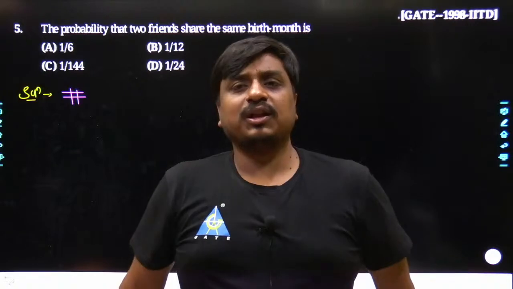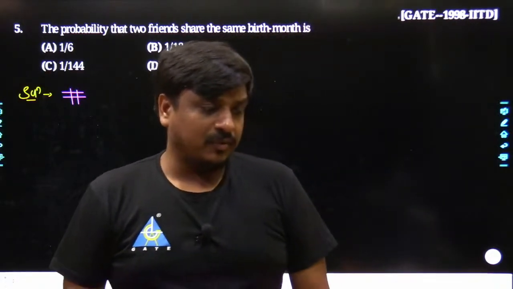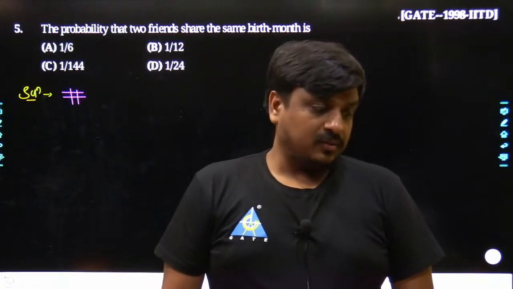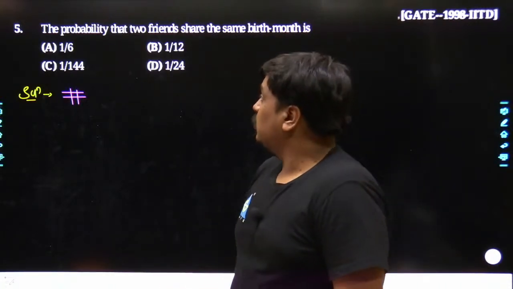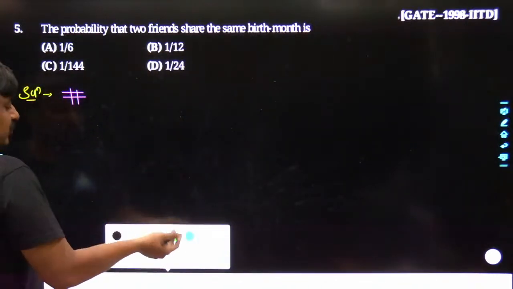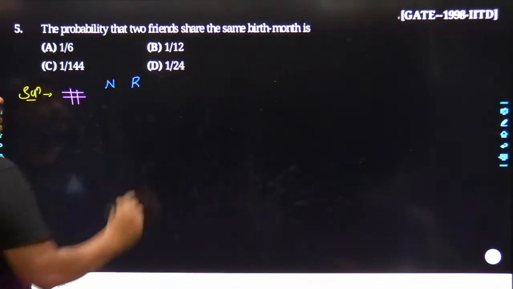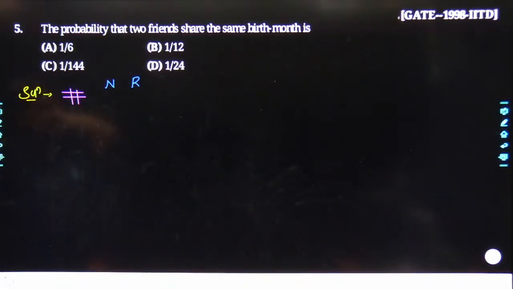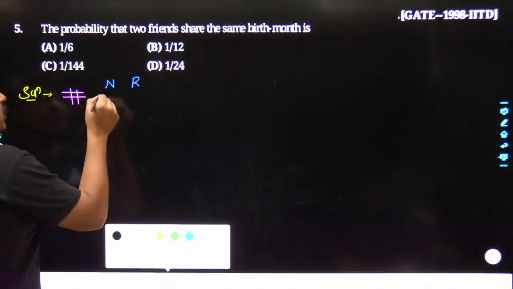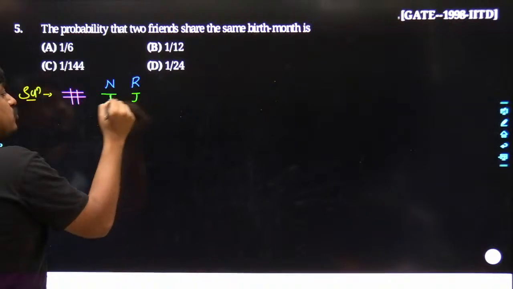Once you add them together, it would become 12 divided by 12 to the power of 2. At the end of the day, the result is going to be 1 divided by 12. Could you understand what I am saying? At the very beginning, we took two friends, let's say Neha and Rahul, and as per the requirement, both must share the same birth month. The possibilities could have been Neha born in January and Rahul also born in January.